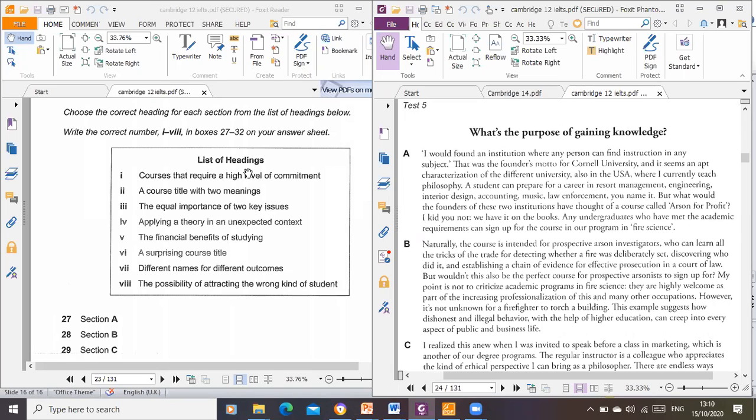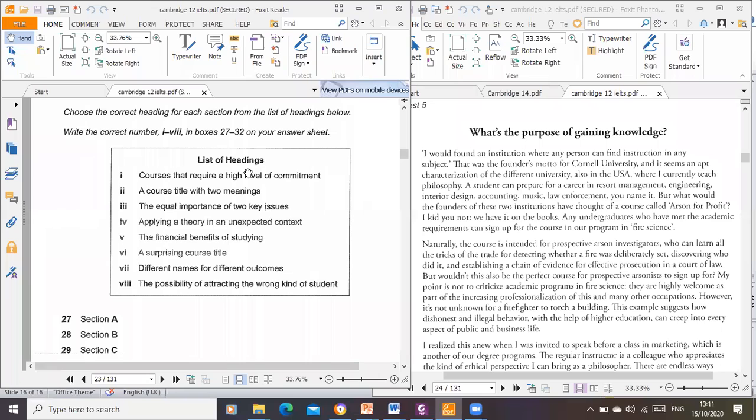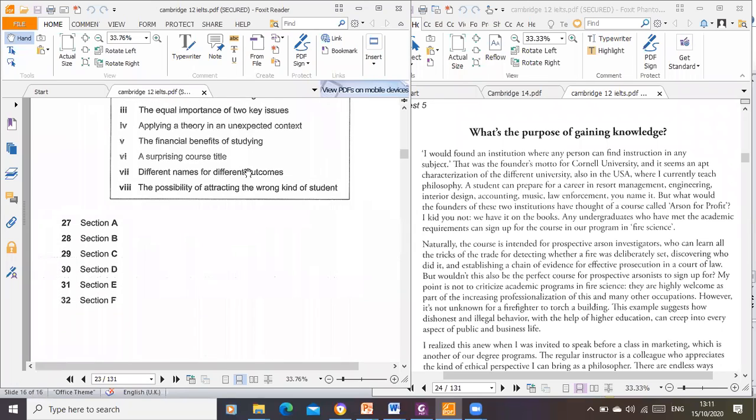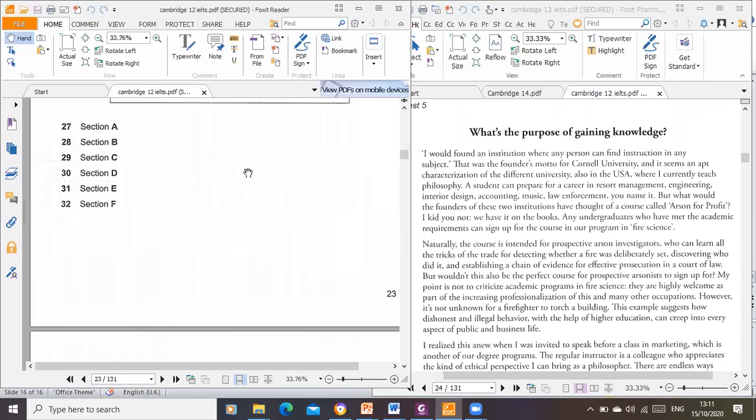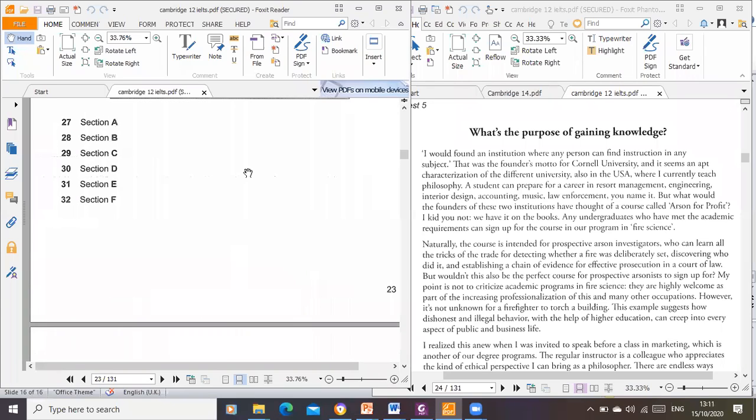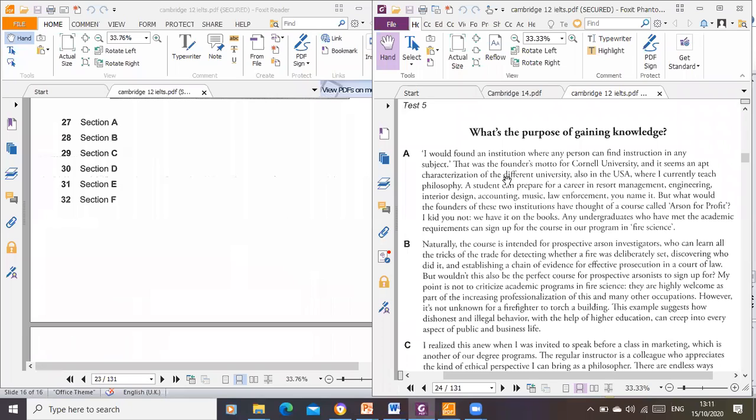Now, I have the list of headings before me. In an exam hall, I will assume that this does not exist in the first place. Okay, and I look at what I need to do. To find questions 27 to 32, I need to find the best match for 27, 28 to 32. What's the purpose of gaining knowledge? I skim through quickly, reading probably just the first and the last, or where I think I need to do more, I just read through quickly, just for me to have an overview of what it's all about. Now, I'm looking at my time too.